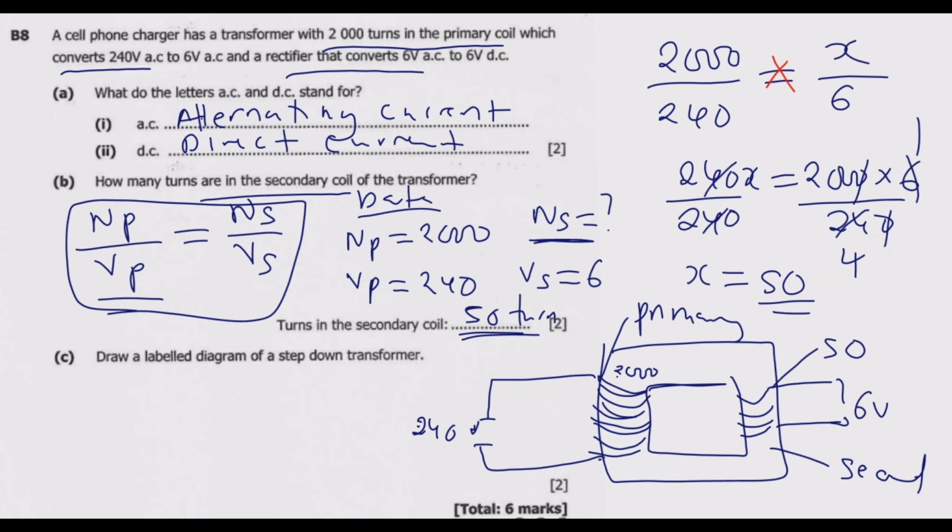So basically this is the case of the step-down transformer. Then we are told this is AC. Remember, the transformer works with AC voltage. Okay, so this is how you get the 6 marks on this question.